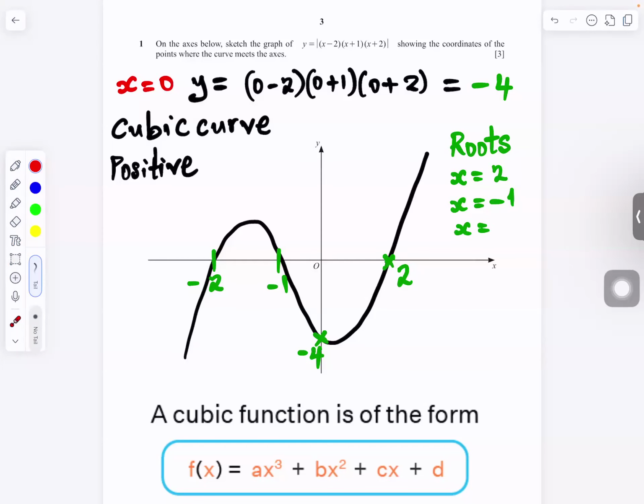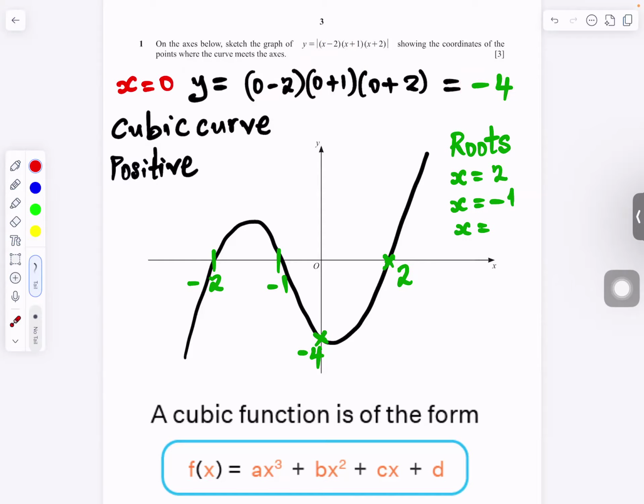Question number 1: on the axis below, sketch the graph of that function, showing the coordinates of the points where the curve meets the axis. So you want to find where it crosses the y-axis. The y-axis is that vertical line there. So you put x equals 0. So it will be 0 minus 2 times 0 plus 1 times 0 plus 2. That'll give you minus 4.